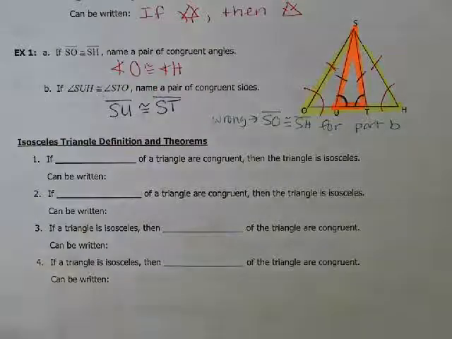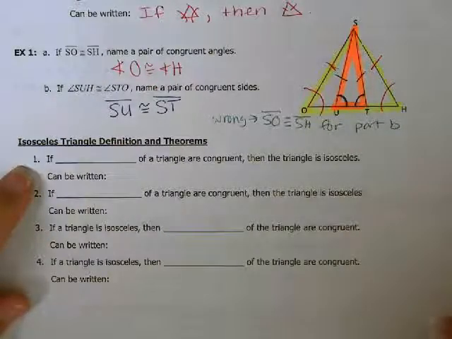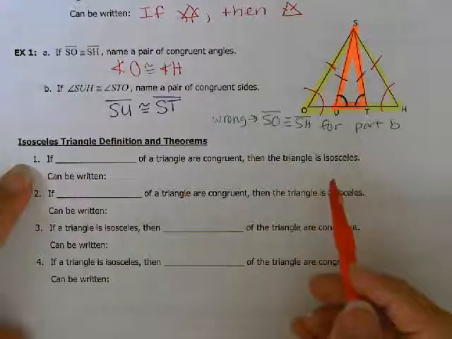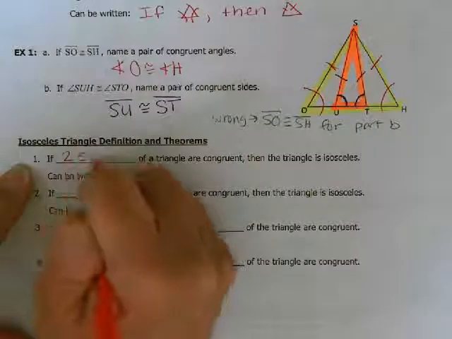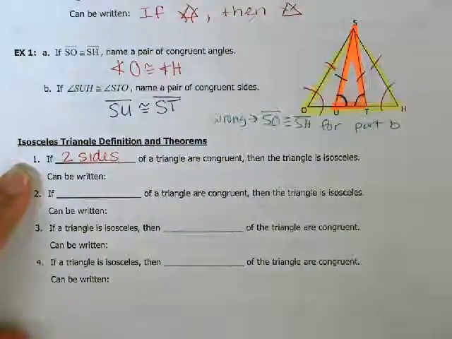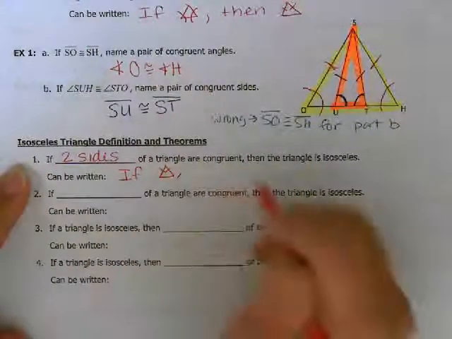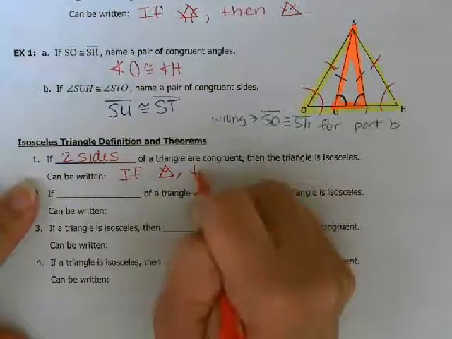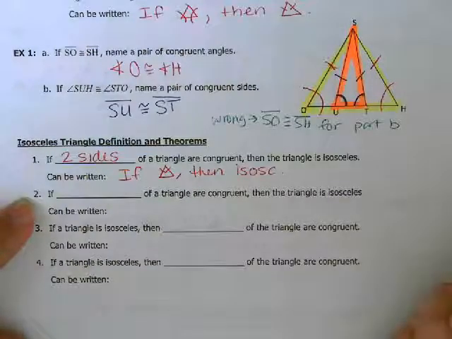All right, so the isosceles triangle definition and theorems. We know that if two sides of a triangle are congruent, then the triangle is isosceles. That's the definition. And so you can just mark that as if two sides are congruent, then it's isosceles. That'll be the abbreviation we'll use.